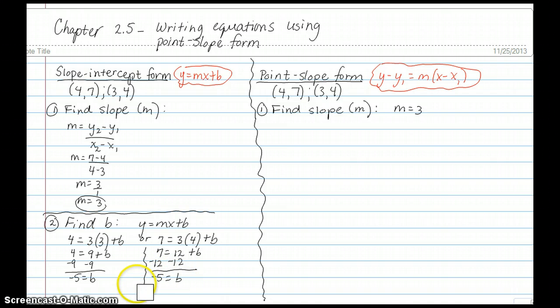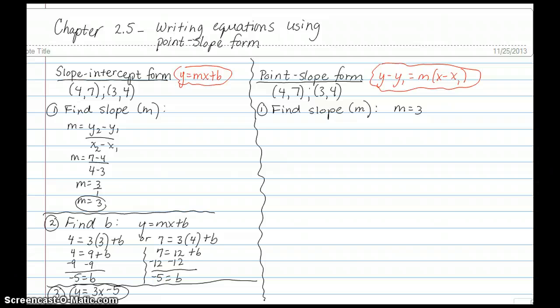Okay, now we're going to go to step 3, which is to write the equation. This is the one that you know. This is slope-intercept form. So y equals m is 3, x, we now know b is minus 5. So your equation is y equals 3x minus 5. This part is a review. Now we're going to go over and use point-slope form to be able to find the equation.